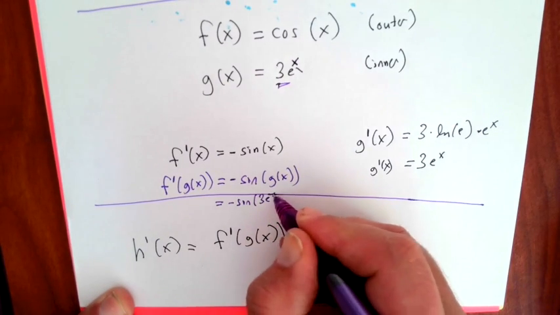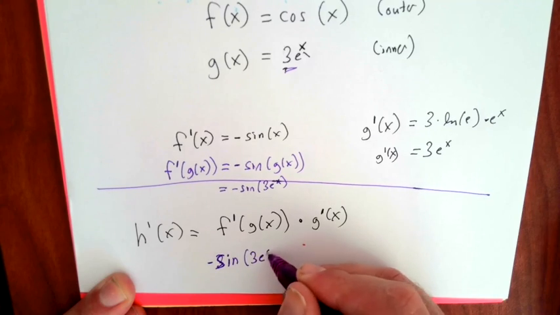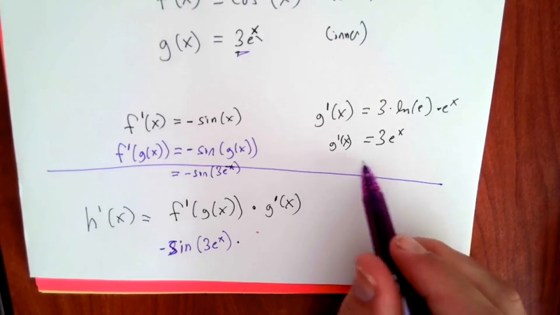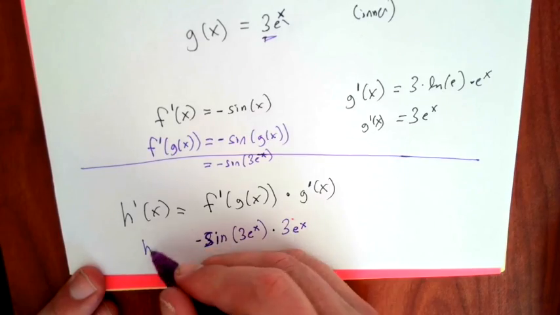So at the end of the day, my f prime of g of x would be negative sine of 3 times e to the x, times, and I found g prime of x over here, which was 3 times e to the x. So this would be the derivative.